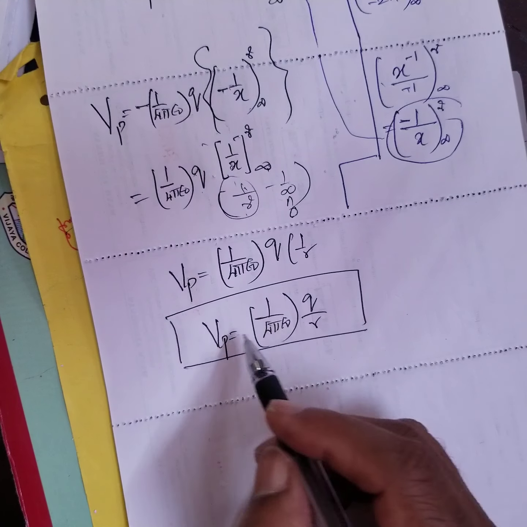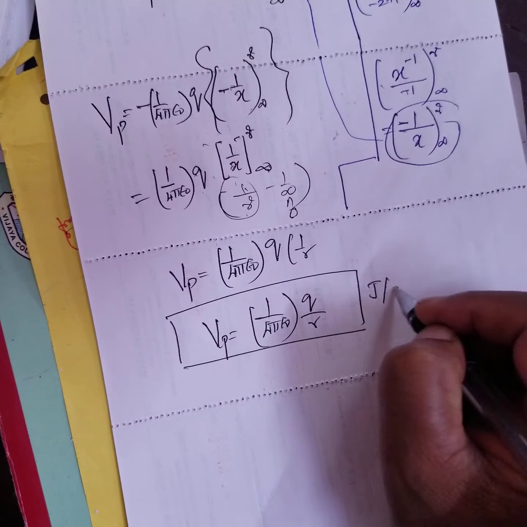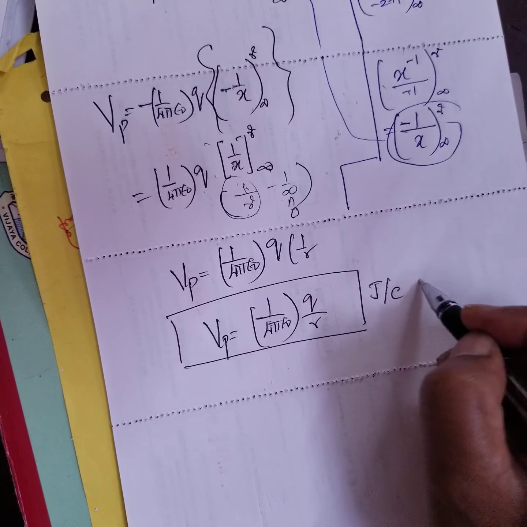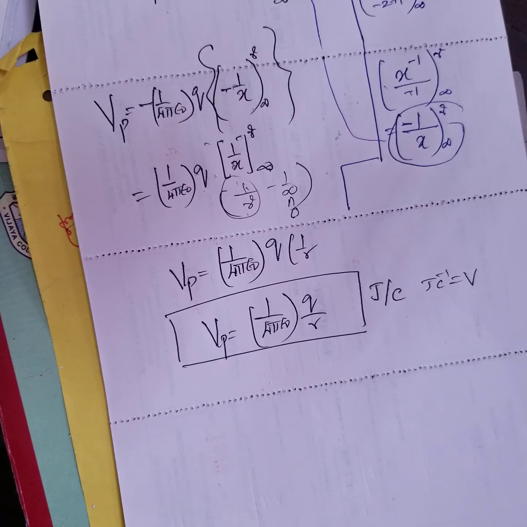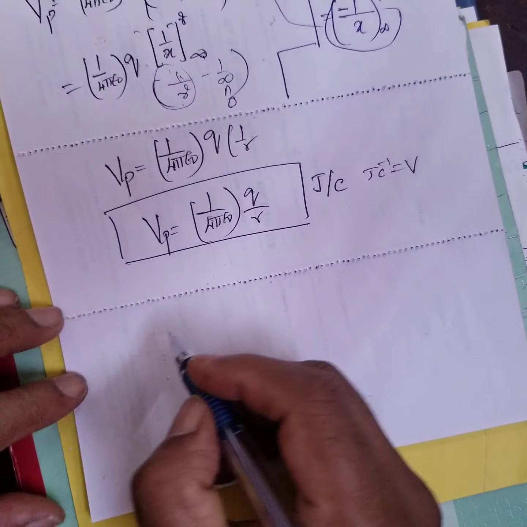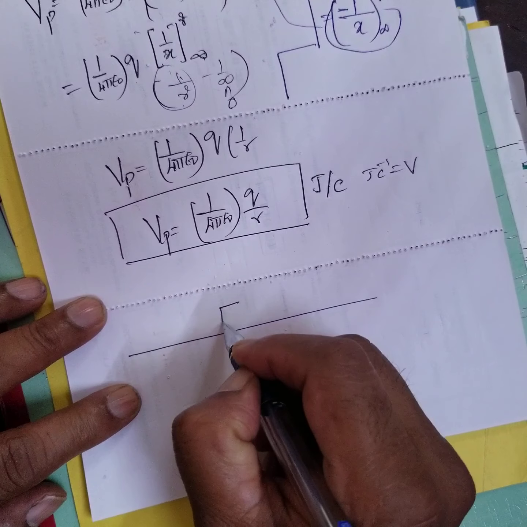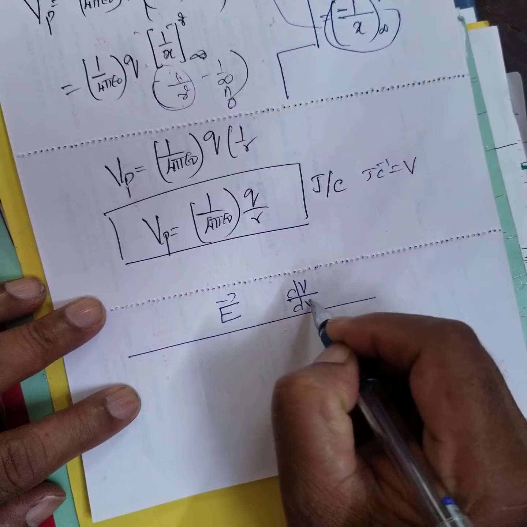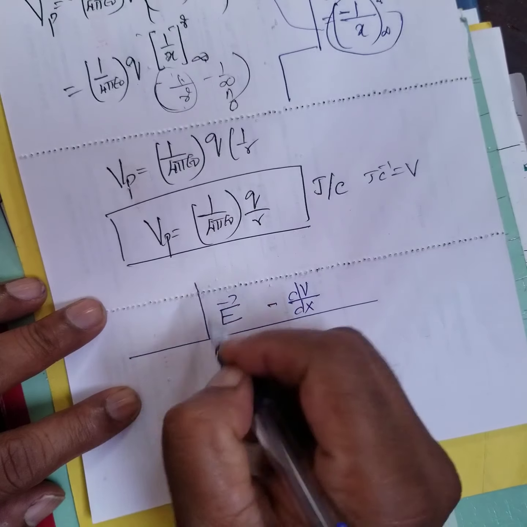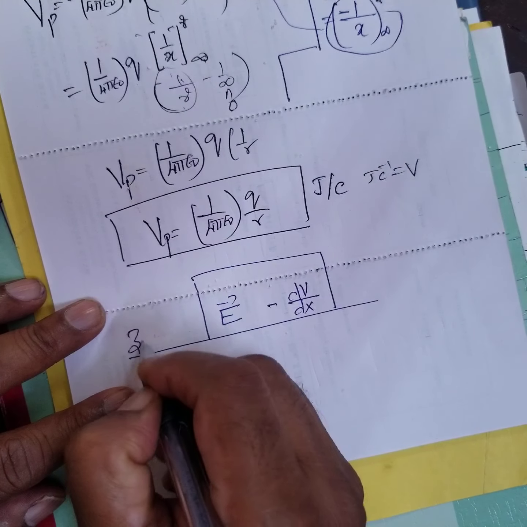Understood? This work done is measured in joules per coulomb, or joules per coulomb is also called volt. Now, on the same line, what is the relation between electric intensity and potential difference? This is a relation which they will ask you for 3 marks.